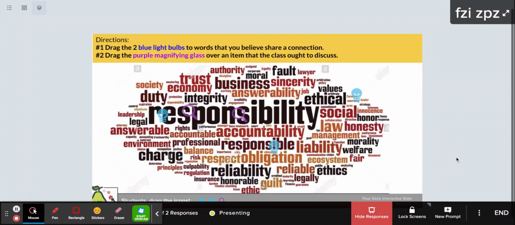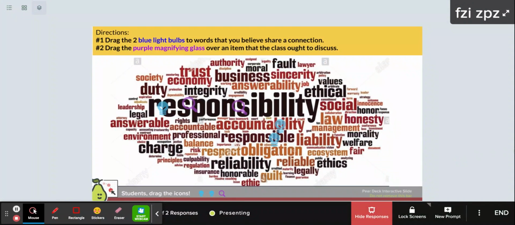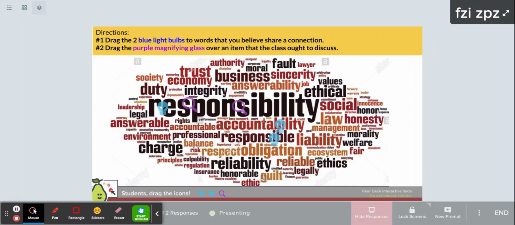So I selected responsibility and responsible just because the blue says words that share a connection, and they both start the same way. I think it's important to be responsible, but at the same time, I also put the magnifying glass over it because I think responsibility is something that we could discuss further, define what does it mean to be responsible, and also how can we be responsible.